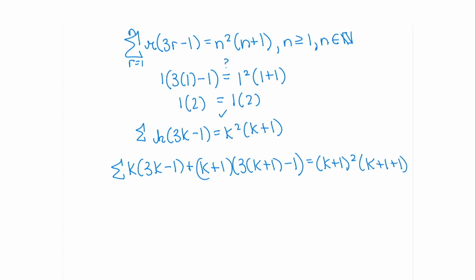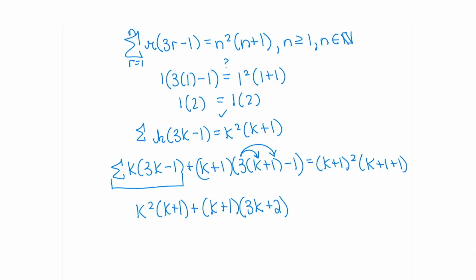Now, since we have this that is equal to this, we're going to replace it. So this whole thing is now going to become k squared times k plus 1. Then we're just going to simplify and combine like terms here. We're going to distribute this. So we're going to have 3k. 3 times 1 is 3, minus 1 is 2. Then we're going to keep this right side the same, and we're just going to combine like terms.